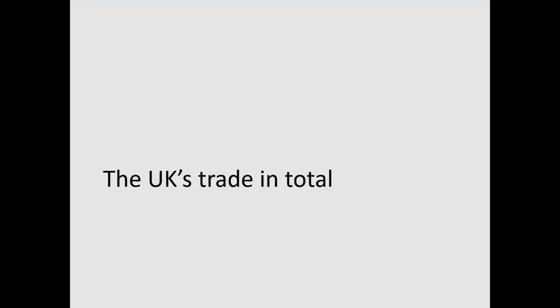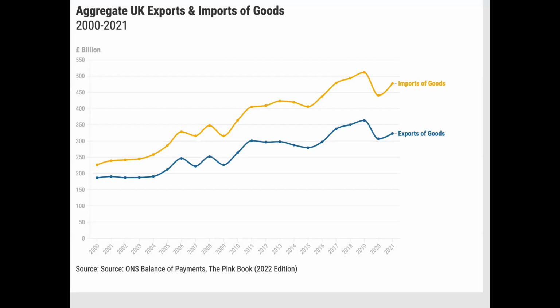Now, just to look at the UK trade in total, here's a little graph run from 2000 to 2021. It shows total imports of goods and total exports of goods. Imports quite a lot higher than exports. That's a trade deficit in goods. Both series tend to rise but wobble a bit, with reductions in the obvious crises like the financial crisis and the pandemic.